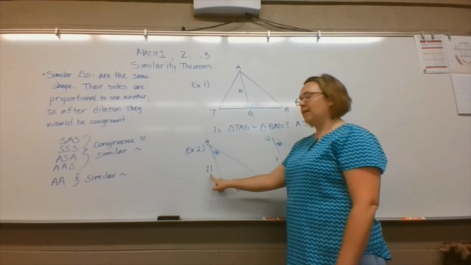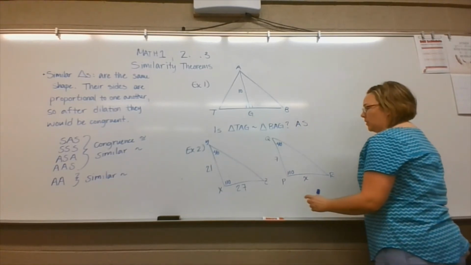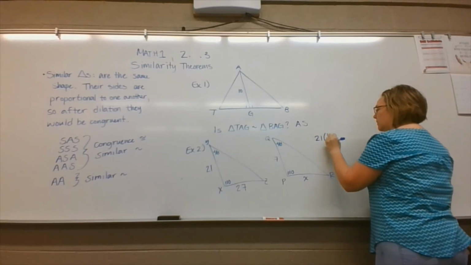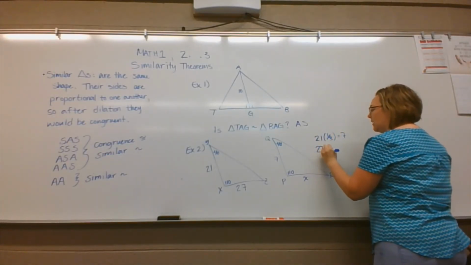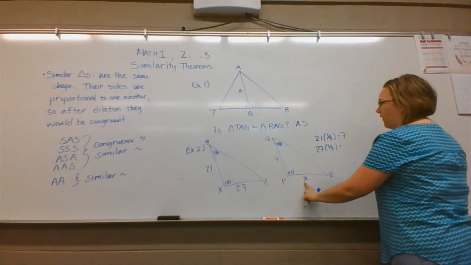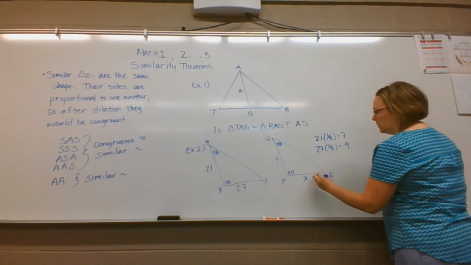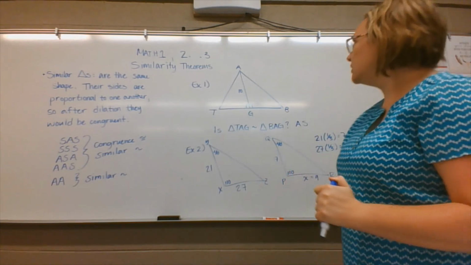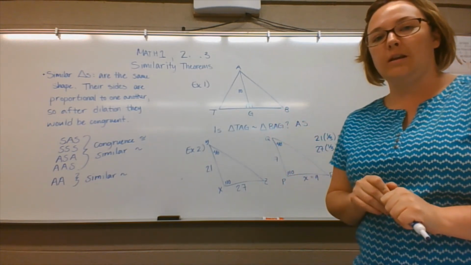So 7 times what is 21? 7 times 3 is 21, or 21 times 1/3 would be 7. So what is 27 times 1/3? If we want to find what x equals, 27 times 1/3 is 9, so x equals 9. And that is how you use similarity theorems to solve these problems in your quiz.